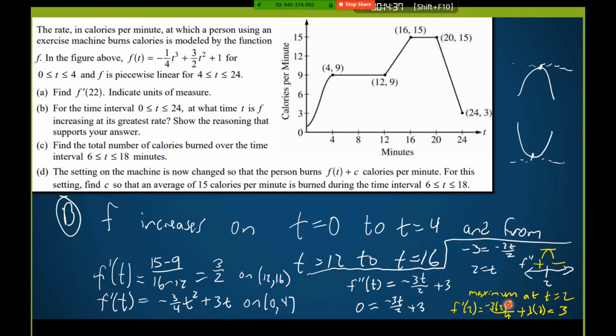What time is our function increasing as much as possible? We said from 12 to 16 is a constant here, and then we found the largest rate from 0 to 4 was here at t equals 2. So given all of that, when is this function increasing at the greatest rate? 0 to 4, you're right, but more specifically, what time? So what time on 0 to 4 is this increasing as much as possible?